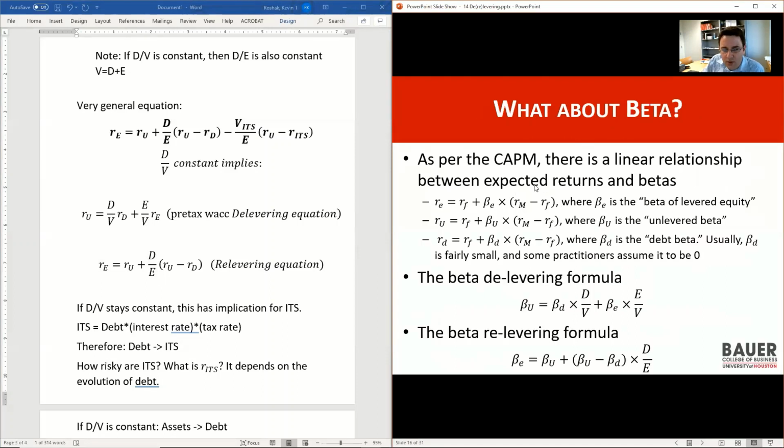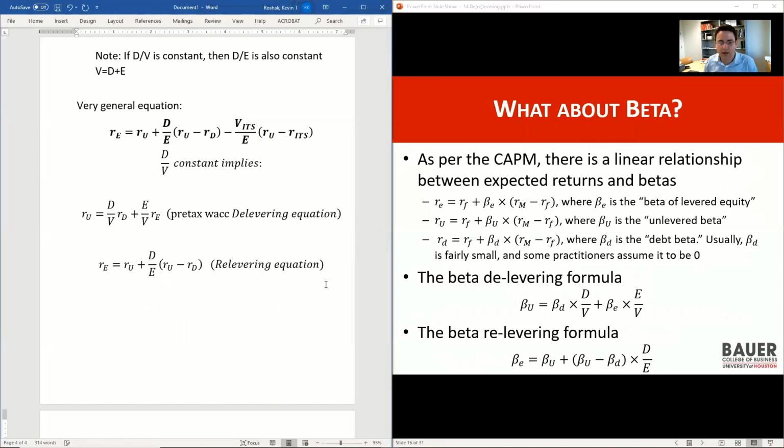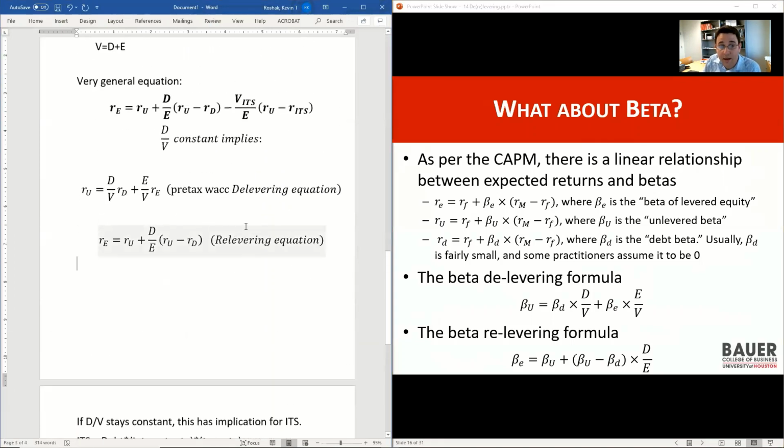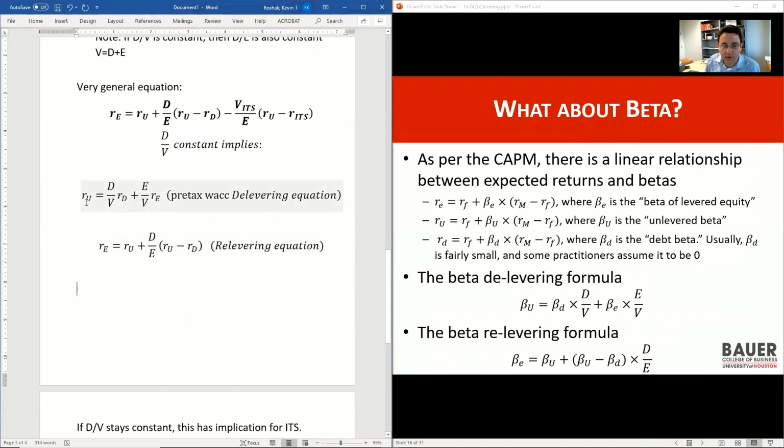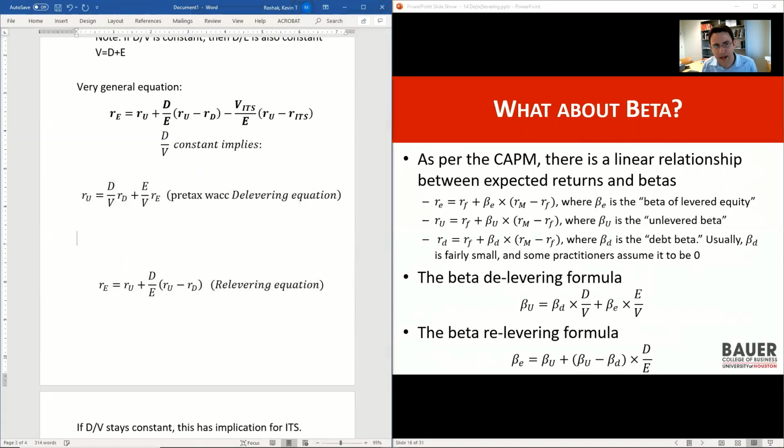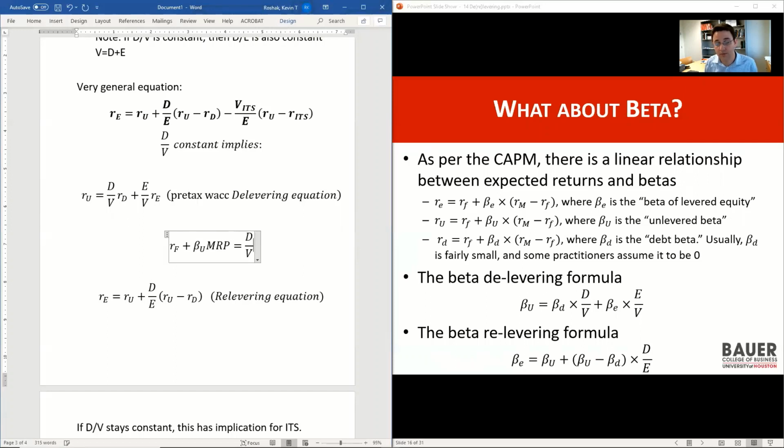We can do the same things with betas. So if you look at these equations, you can just spell out CAPM, for example. So if we have this delevering equation, let's rewrite everything in terms of CAPM. What is the return on the assets? Well, according to CAPM, it's going to be the risk-free rate plus the beta on the assets times market risk premium. Okay. That's got to equal to debt over value times the return on the debt.